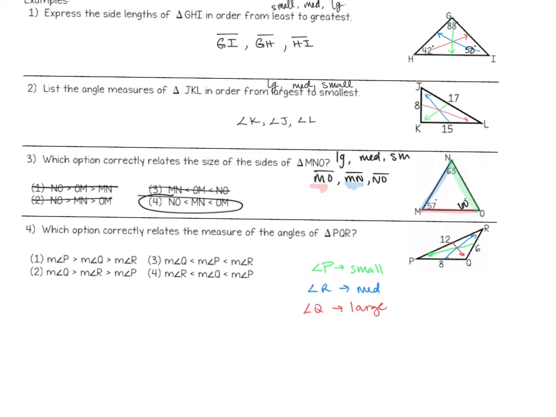Inequality number 1 says the measure of angle P is greater than the measure of angle Q. That's not true. P is my smallest, it can't be greater than Q. Crossing that one out. Option 2 says the measure of angle Q is greater than the measure of angle R. Well, that makes sense. Angle Q is my largest. That's going to be greater than R, which is the medium. And it says the measure of angle R is greater than the measure of angle P. Well, that makes sense too. My medium angle has to be greater than my smallest. So option number 2 is correct here. Q is the largest, P is the smallest.